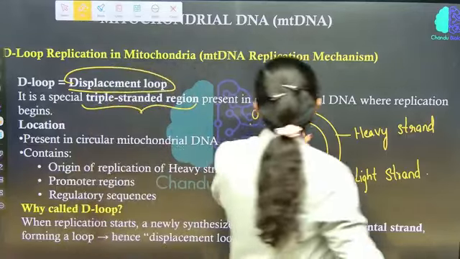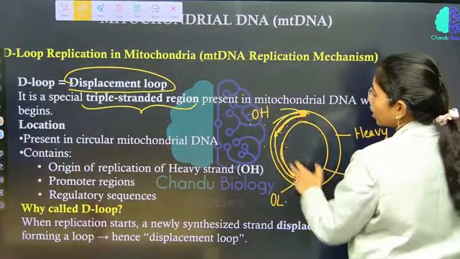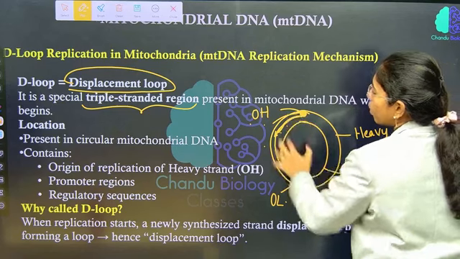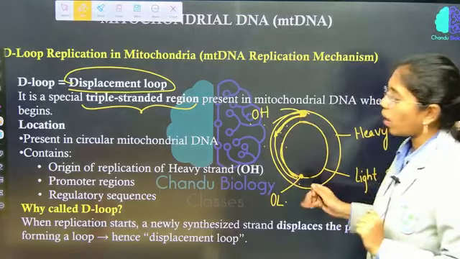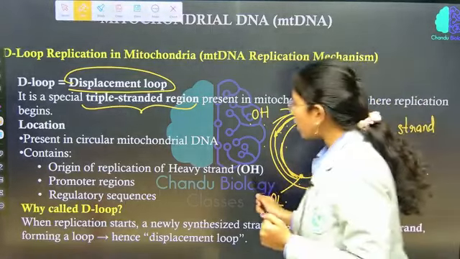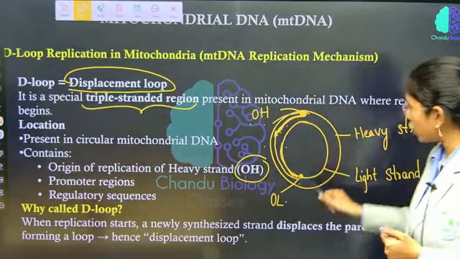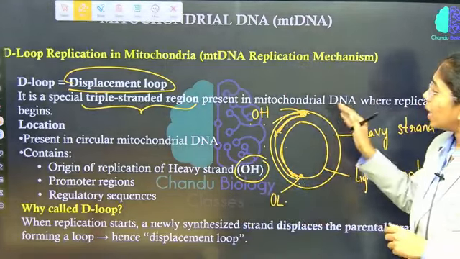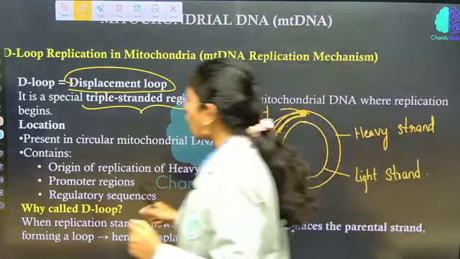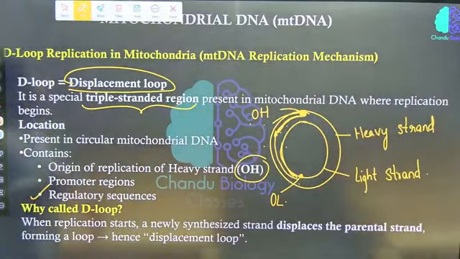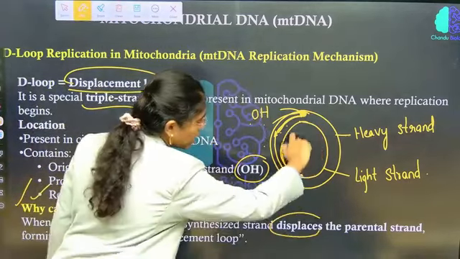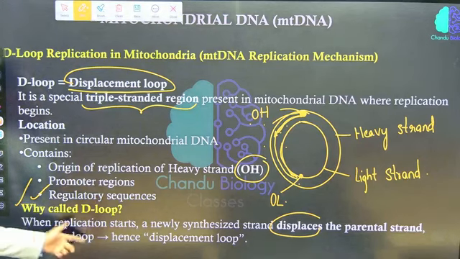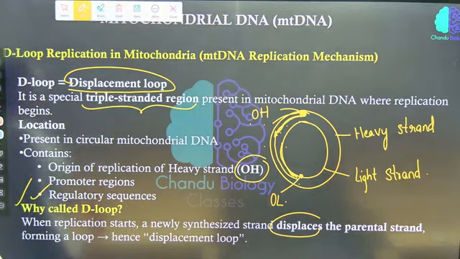Here, when the OH strand starts synthesizing the new strand, it forms a triple strand. These locations are present in the circular mitochondrial DNA. It contains the origin of replication of the heavy strand, which is the OH region, and it contains promoter regions and regulatory sequences. Why is it called the D loop? When replication starts, the newly synthesized strand displaces the parent strand, forming a loop, hence it is known as the displacement loop.